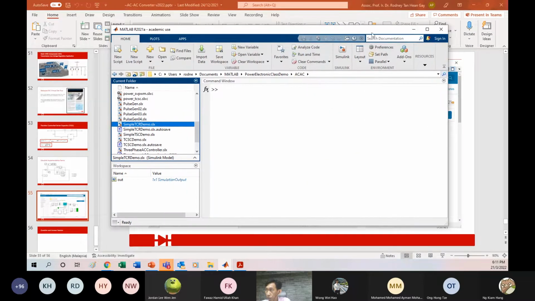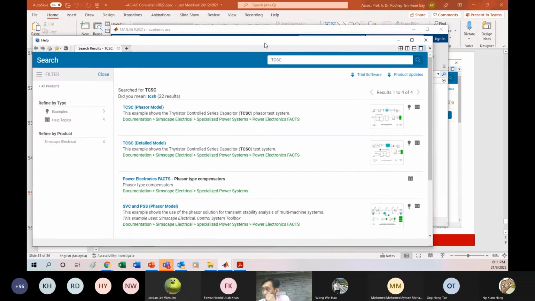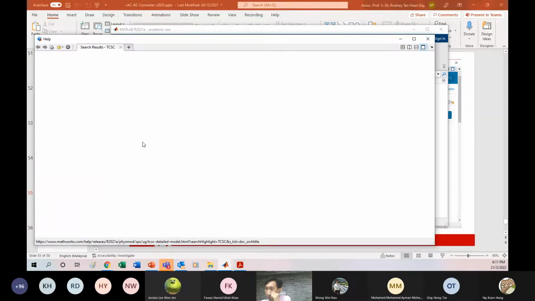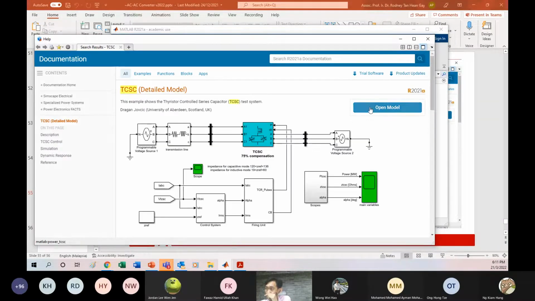So you just type TCSC. It's just like the SLICO converter they already have built in here, so you don't need to create it yourself. It's all there. Oh, there are two models. One is phase model. We will go for the detail model. Then you can click open. This is by University of Aberdeen, Scotland.